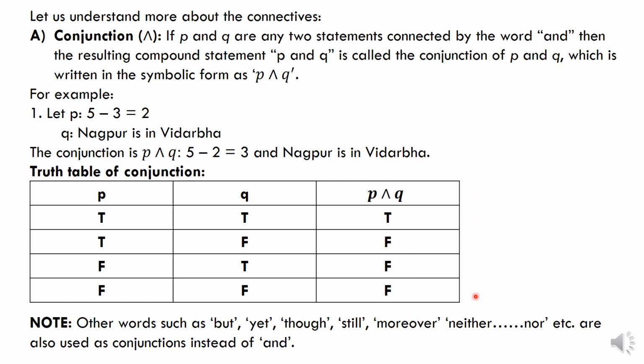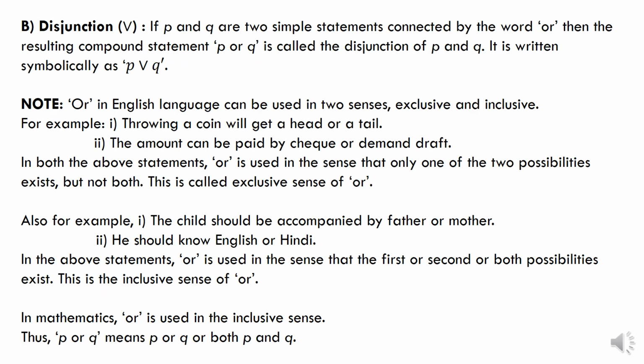I repeat, you have to learn these truth tables by heart in order to be able to solve sums based on connectives. Now, in the question, you may get words such as but, yet, though, still, moreover, neither, nor, etc. These are also used as conjunctions. We consider them as conjunctions. Now we come to the disjunction. The word or is known as disjunction.